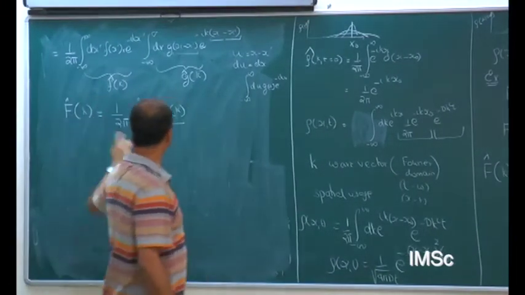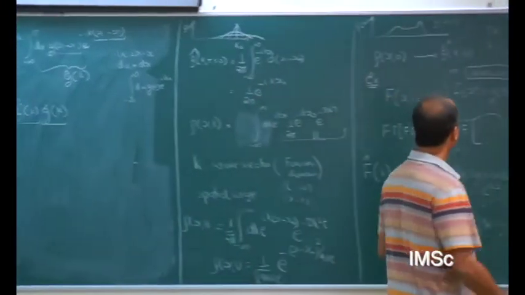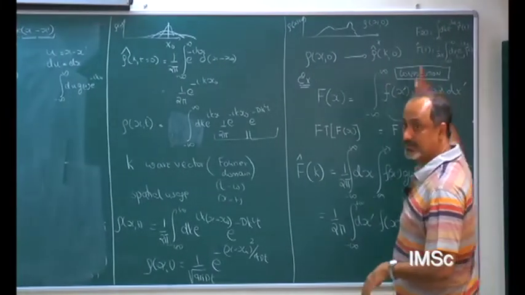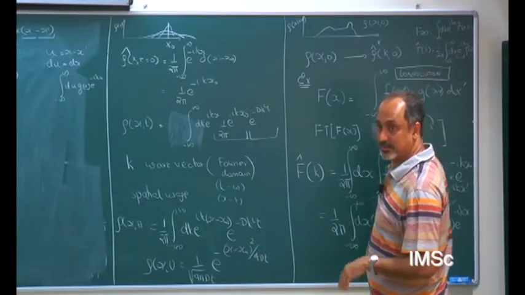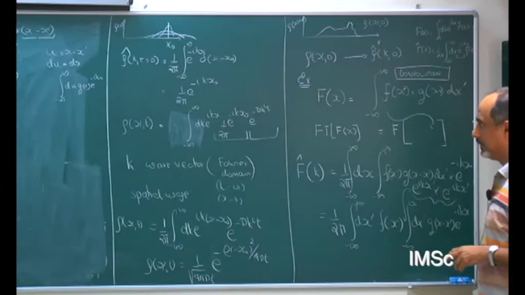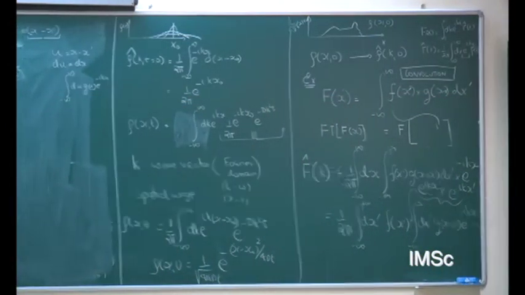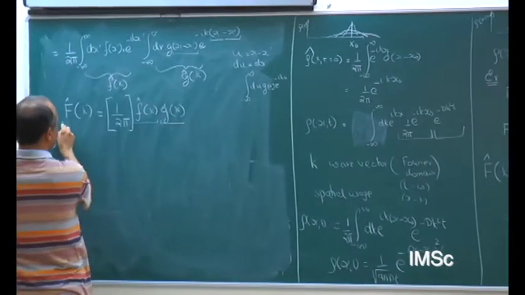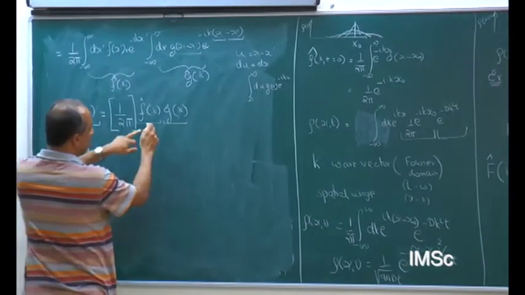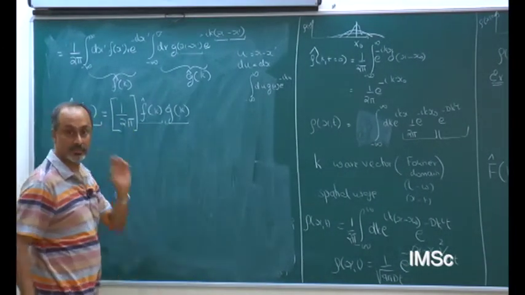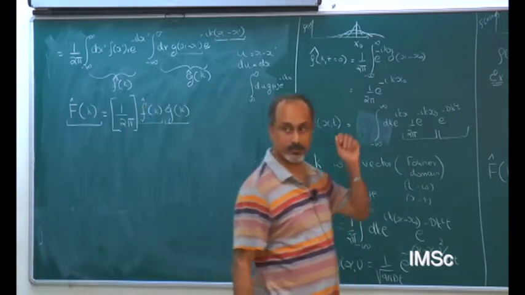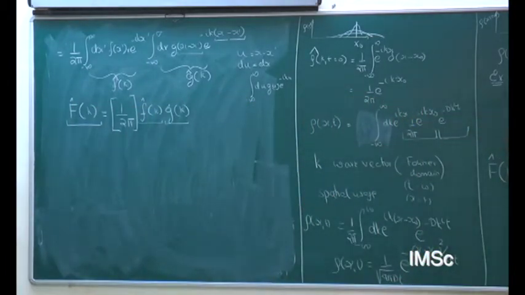All I'm saying is that this f hat of k is related to... Oh, I understand what you're saying. You're saying that I should be more careful about the factors of 2 pi that I have. Yeah, let's sort that out. But the real point that I wanted to make was that, apart from these factors of 2 pi and where they should be, which you can figure out, all the interesting k dependence is just the product of the k dependences of these two functions.